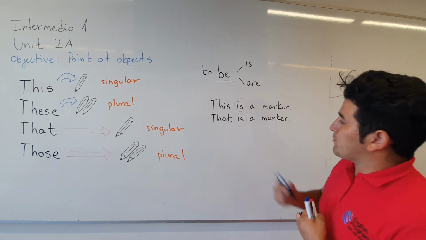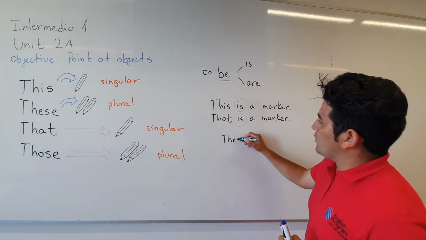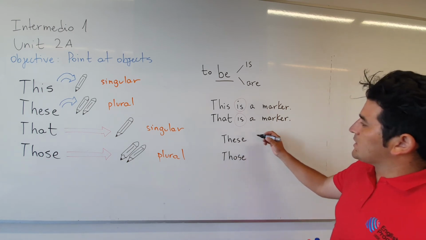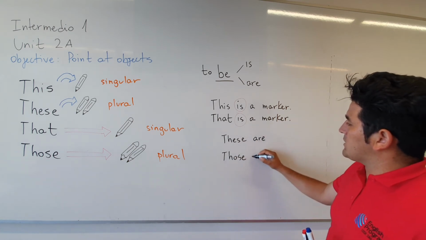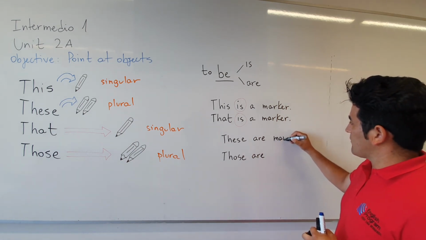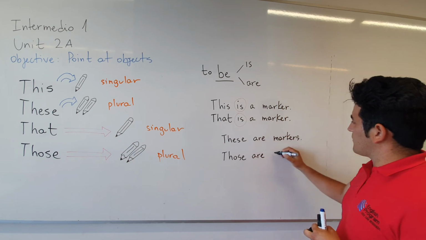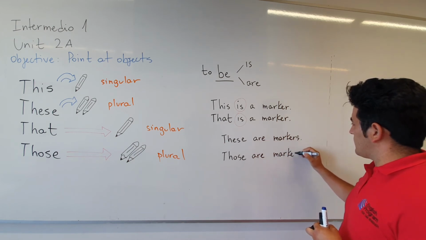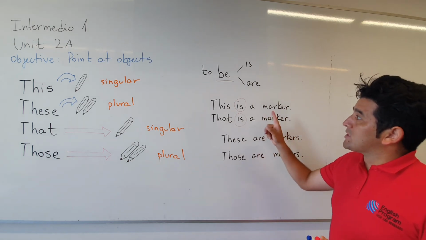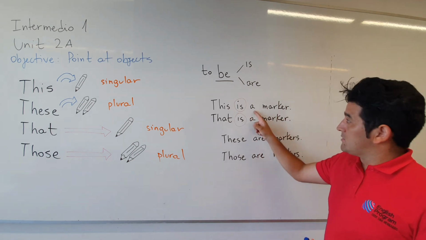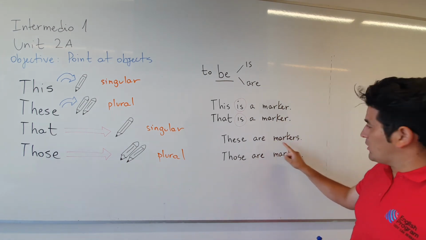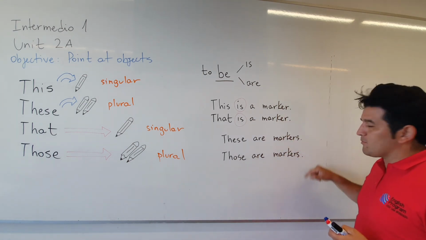What happened in the case of plural? For example, we can use these and we have those. So in the case of these and those, we say, these are and those are markers. Okay? Ya habíamos dicho que esta A solamente se utiliza cuando es singular, porque significa una. Entonces aquí no lo utilizamos. Lo que hacemos es que le ponemos el plural.